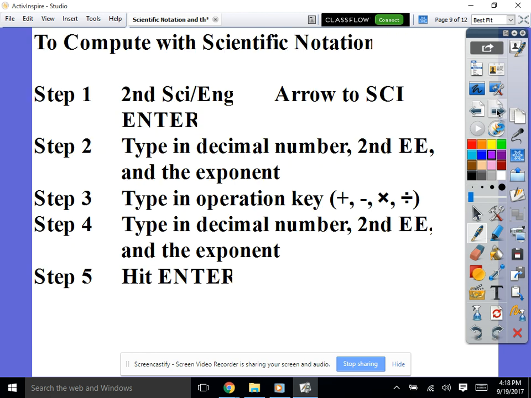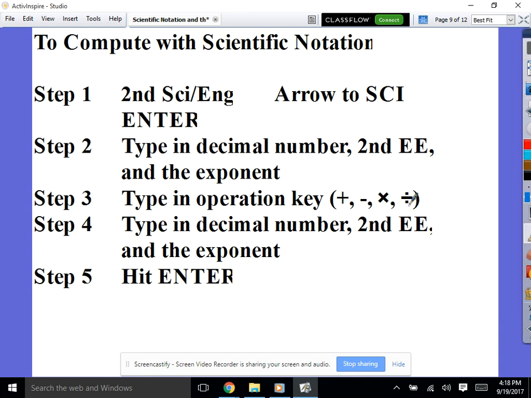All right, if you're going to compute with scientific notation, step 1, you're going to do second, and then you're going to hit the button next to it, DRG, and you're going to arrow over to SCI and hit enter so that SCI is showing at the bottom of your calculator. Then you're going to type in the decimal number, just like we did on that last practice session, and then second EE and the exponent. Then step 3, you type in your operation, whether it's adding, subtracting, multiplying, or dividing, and then you type in your decimal number for the second term, second EE, and the exponent, and hit enter.